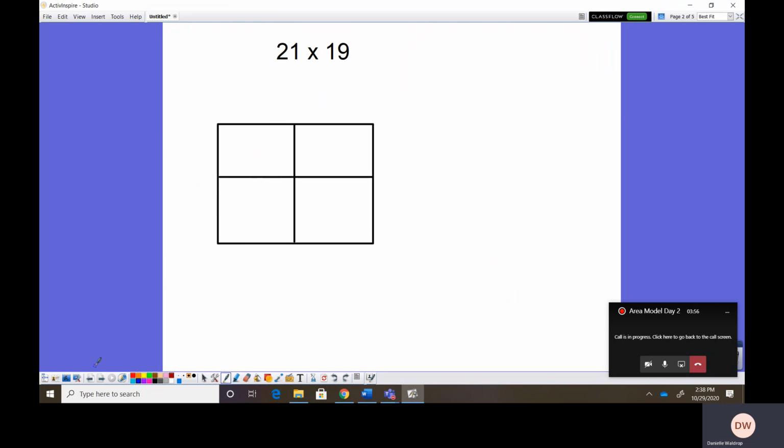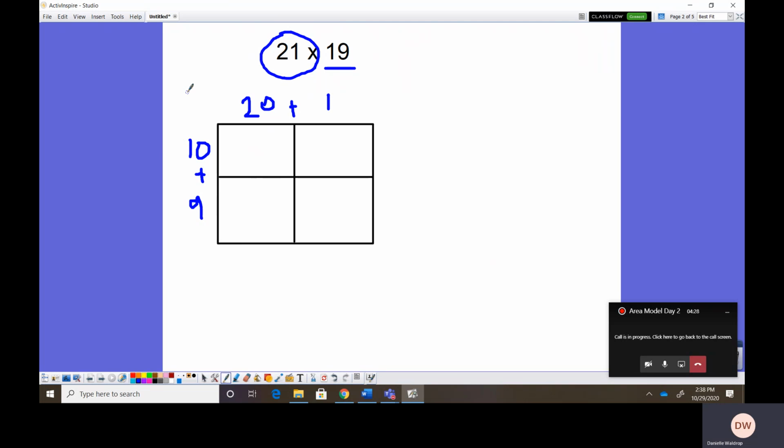We have 21 times 19. Let's work through this one. 21 times 19. Same thing, let's do our expanded form. Let's start with our first number. I know that 21 is the same as saying 20 plus 1. Now, if I take care of my second number, I know that 19 is the same as saying 10 plus 9. Because there's 9 ones, there's a 1 in the tens place. 1 ten is 10. So there's our expanded form.